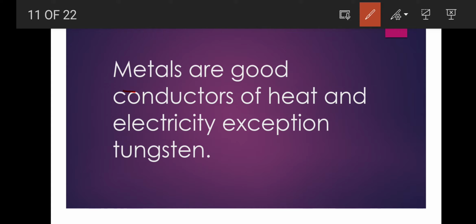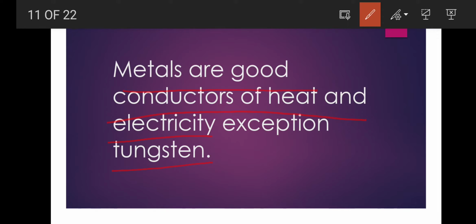Now the next property is that metals are good conductors of heat and electricity. The exception is tungsten. Tungsten is not a good conductor of heat and electricity, and that is why tungsten is used in the 100 watt bulb. You must have seen the tungsten wire there. Metals are good conductors of heat and electricity, and the best example is copper wire. Copper is a metal and a good conductor of heat and electricity, and that is why copper wire is used in house wiring.